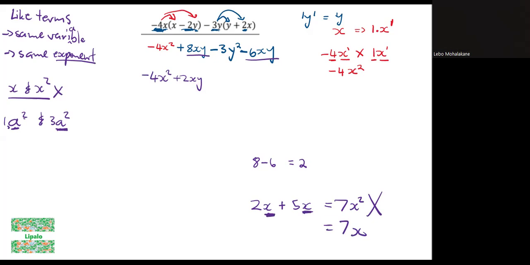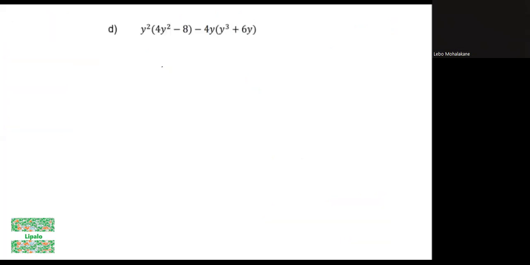The variables did not change. Then negative 3y squared. There you go. This is my final answer, simplified. In the next question, it's a similar question. You multiply, you use FOIL.